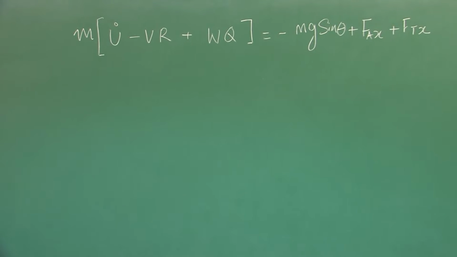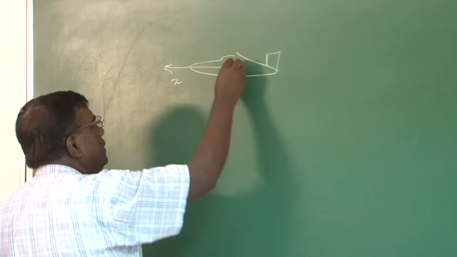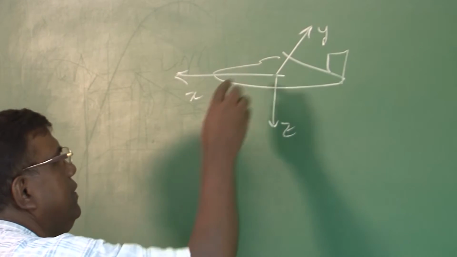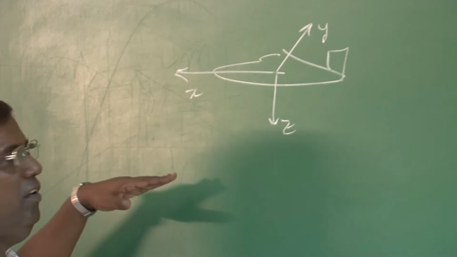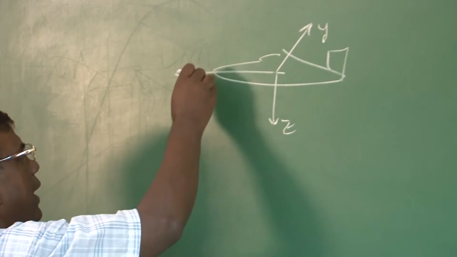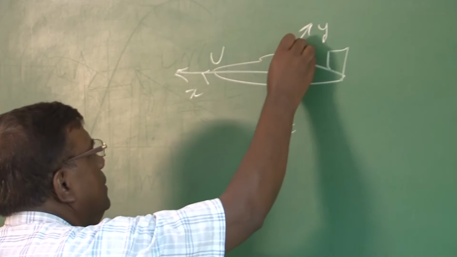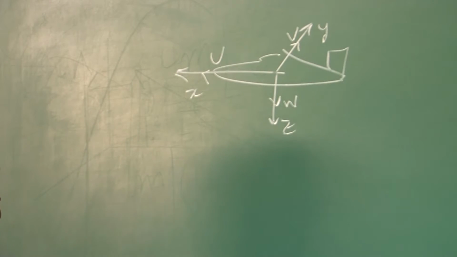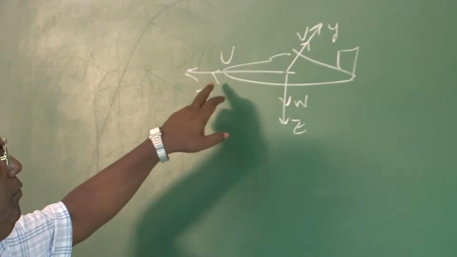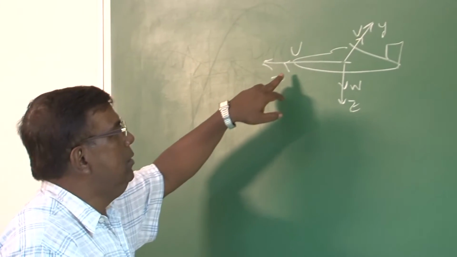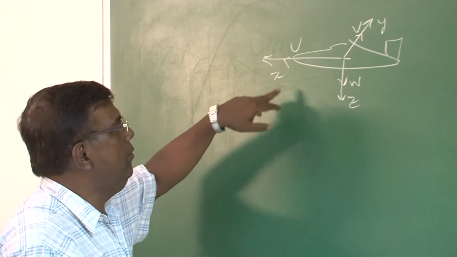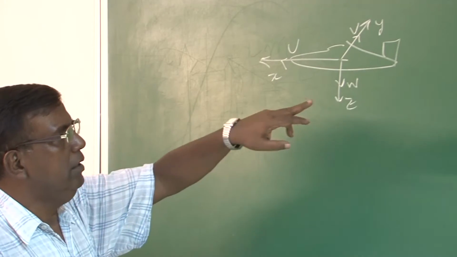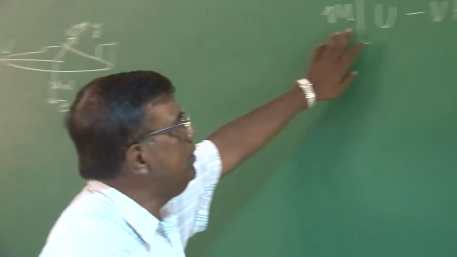body fixed x direction, which is this. XYZ body fixed, and u is the component of total velocity resolved along x. And this is v, this is w. And we are writing equations along x, y, and z axis of one equation. We are presenting here the acceleration along x direction, represented by this equation.